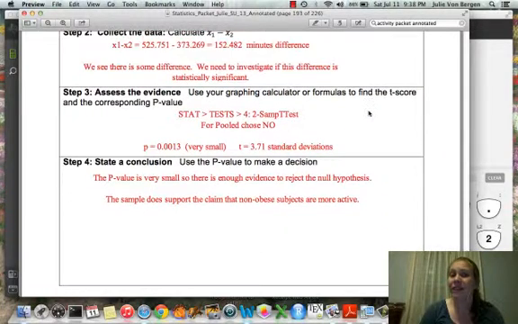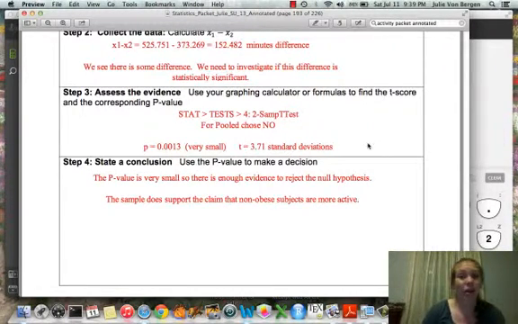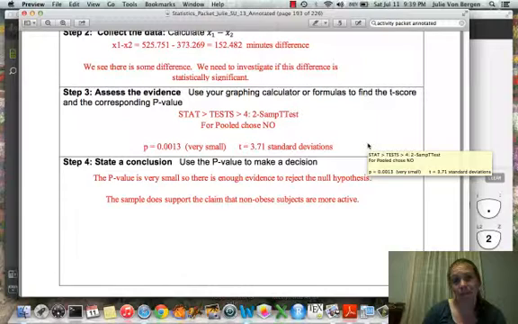So we're going to assess the evidence using our graphing calculators, or you could use the formulas from the front of this module, but it would take a lot longer, to find the t-score and the corresponding p-value. Again, remember we're using the t-score because we're using sample data, and so the t-score is going to tell us the number of standard deviations in the same way that the z-score would.